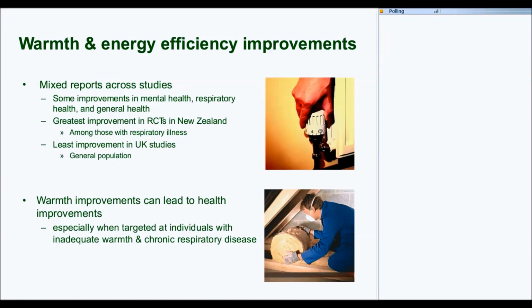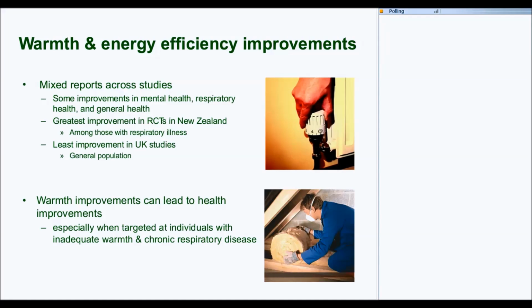And the difference between these 2 groups of studies was that in New Zealand, the studies had targeted people with respiratory illness who were known to be living in cold housing and poor housing. Whereas the studies in the UK used interventions that were delivered across a whole neighbourhood or whole area, and they didn't target just people with existing illness. The improvement was delivered to the general population regardless of their existing health conditions.